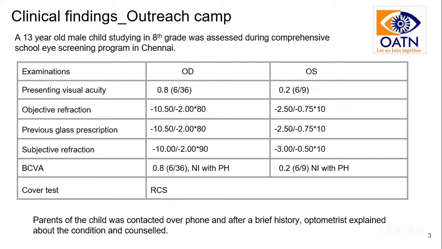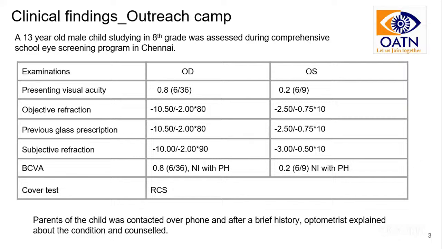Next, we move on to community. A 13-year-old male child studying in 8th grade was assessed during a comprehensive school eye screening program in Chennai. His presenting visual acuity was 6/36 in the right eye and 6/9 in the left eye.